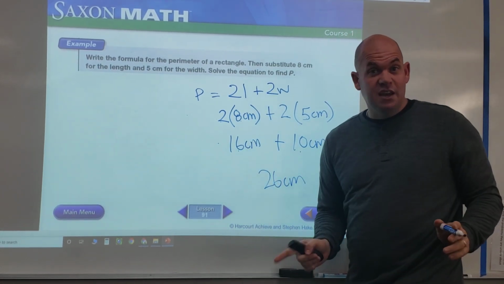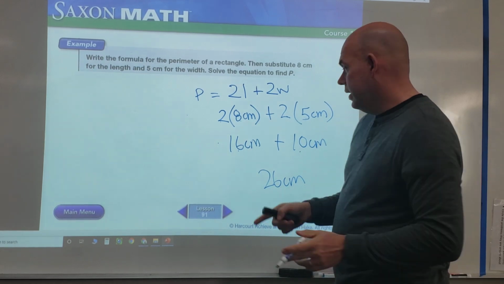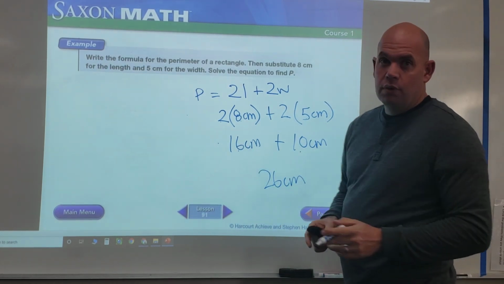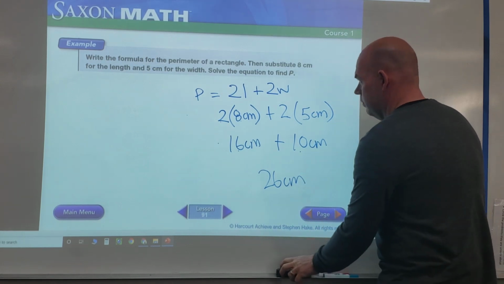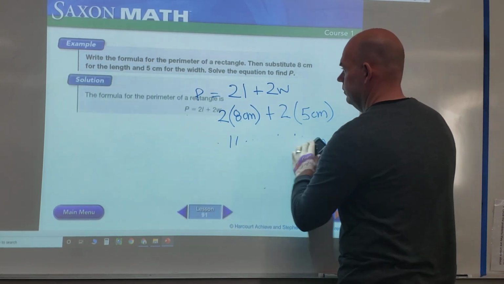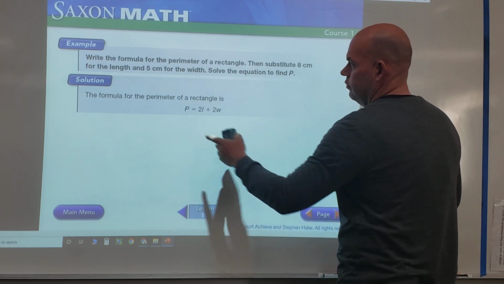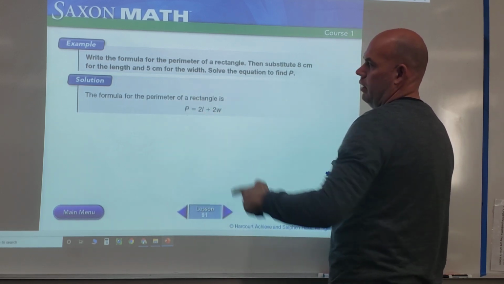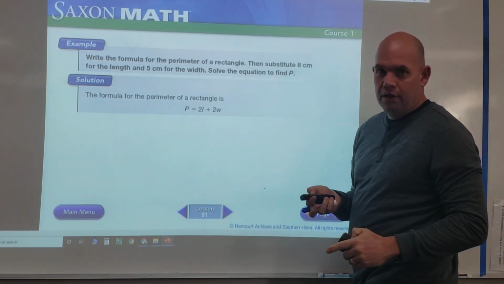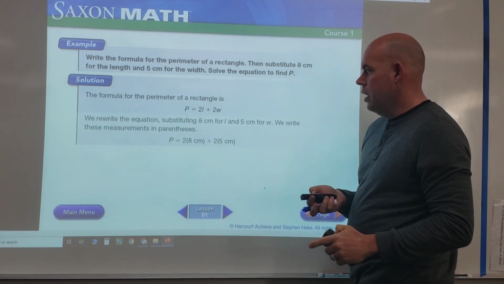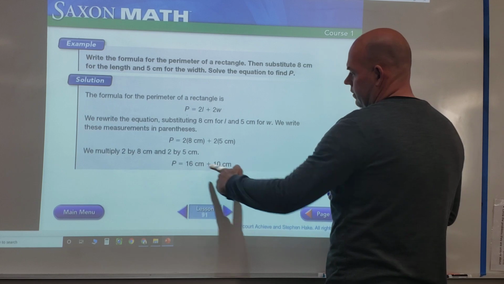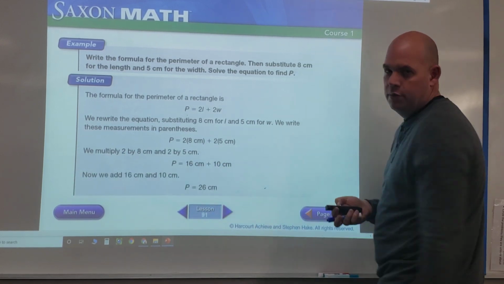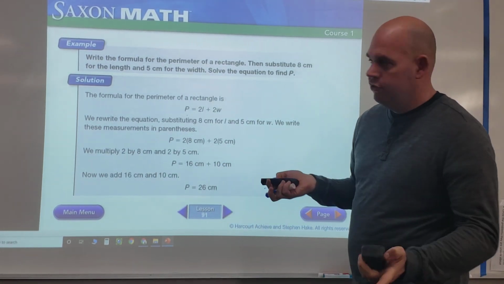Now this isn't centimeters squared because we're just adding them together. We're not multiplying them together. Okay? So 26 centimeters. And here they show, again, the formula for perimeter is 2L plus 2W. And then they wrote it the same way I did and got 16 centimeters plus 10, which gives you 26 centimeters. All right, so we're in good shape so far.